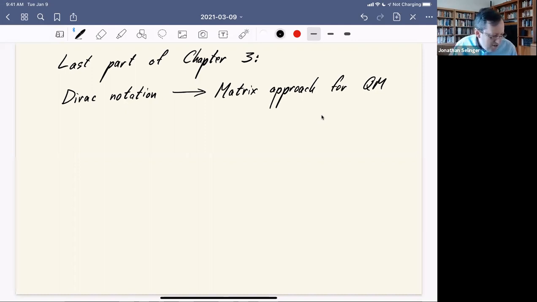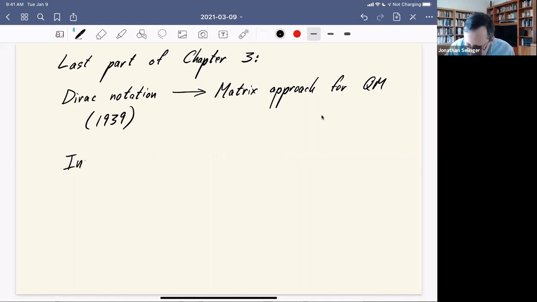But to tell you about Dirac notation, I have to tell you what has got to be the worst joke in the history of physics. This is a joke which goes back to 1939, but we still have it. We can't get away from it.